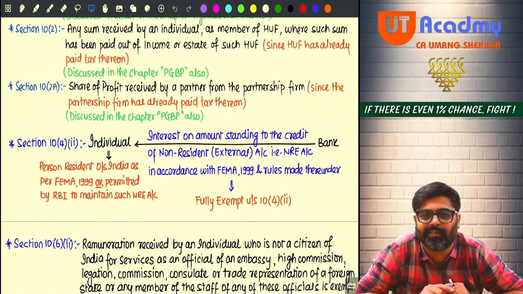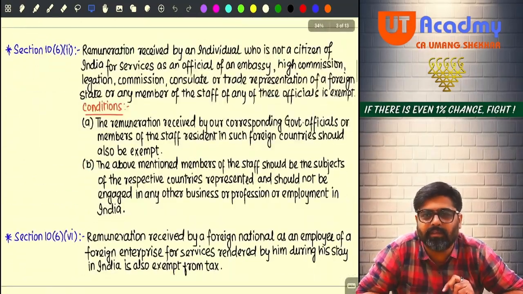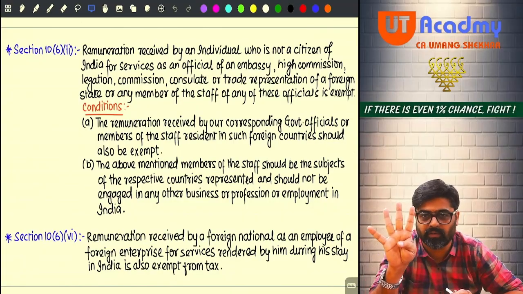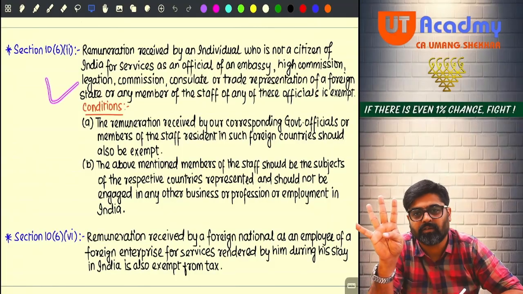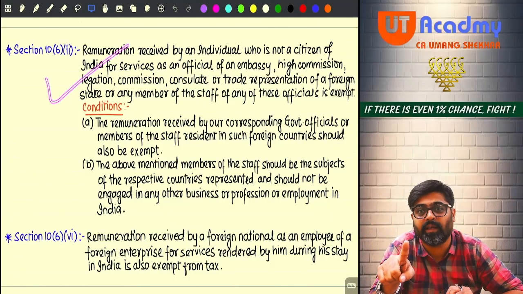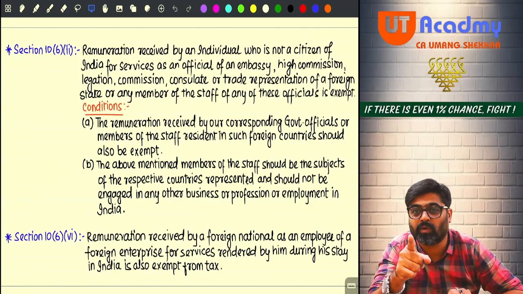10.4 done. Now coming to 10.6. Under section 10 subsection 6, there are 4 types of salaries. This salary is for services rendered in India, deemed to accrue or arise in India, Indian income, still exempt.